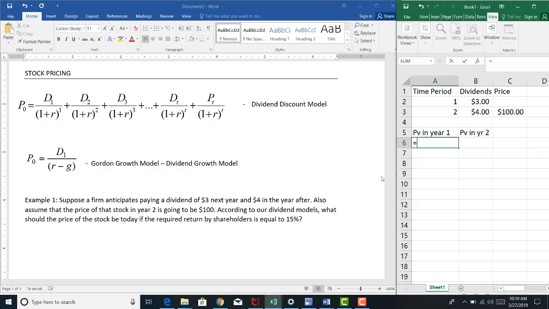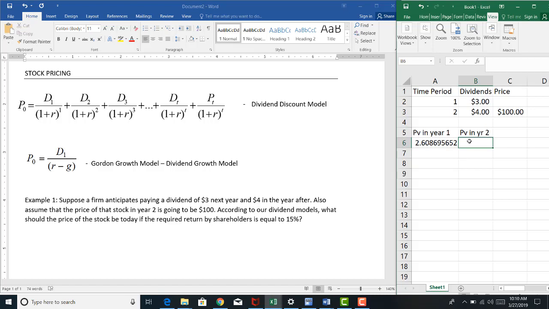So what I'm going to do is say equals $3 divided by 1 plus R, where R is equal to the required rate of return by shareholders, which is 15%. So that's 1.15 raised to the power of 1. Does that make sense? This is the dividend in year 1 in present value terms. I'm discounting that dividend back 1 year by a rate of 15%. And I get a dividend in present value terms of about $2.61.